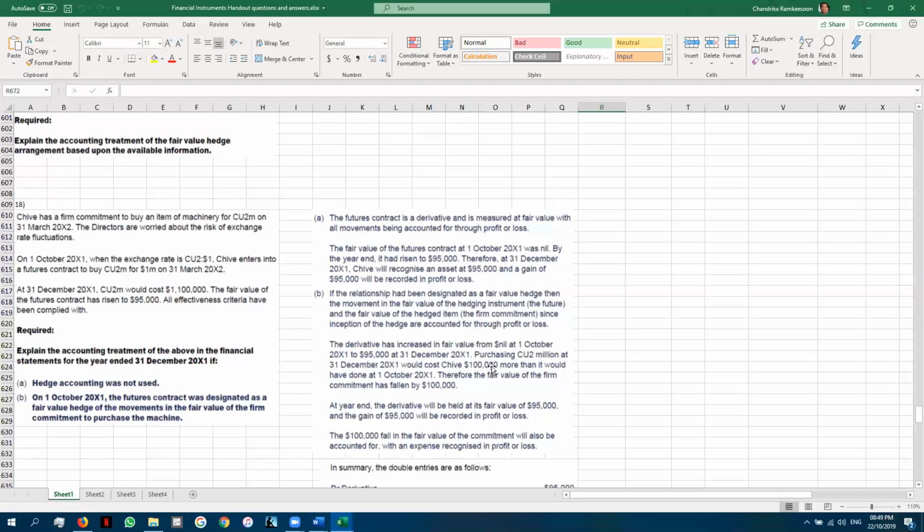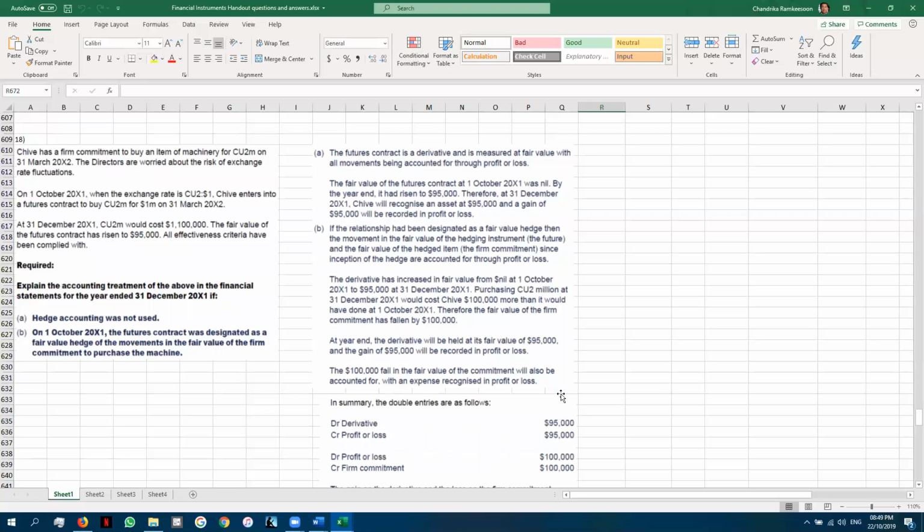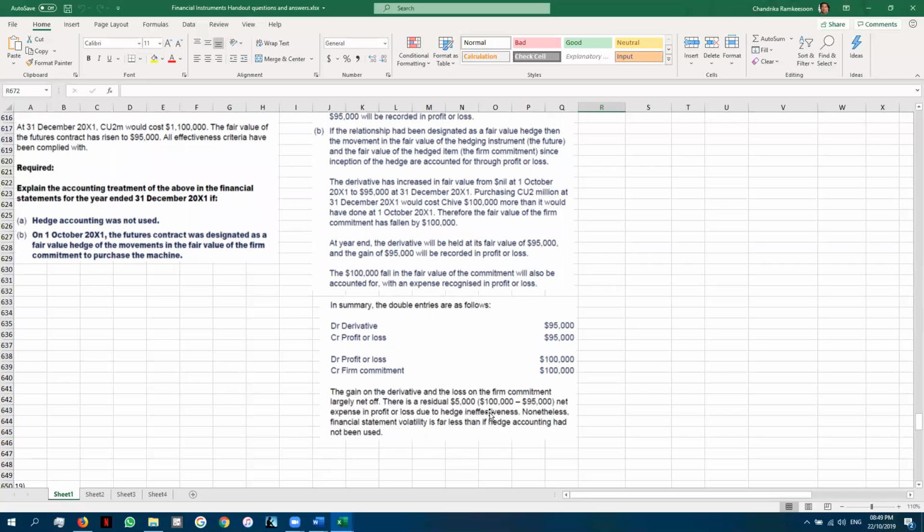At the year end, the derivative will be held at its fair value at 95, and again, just as I said in A, we debit the value of the derivative, credit P&L. The 100,000 fall in the fair value of the commitment would also be accounted for as an expense in P&L. In summary, the double entries are as follows: debit derivative 95, credit P&L 95, debit P&L 100,000, credit firm commitment 100,000.